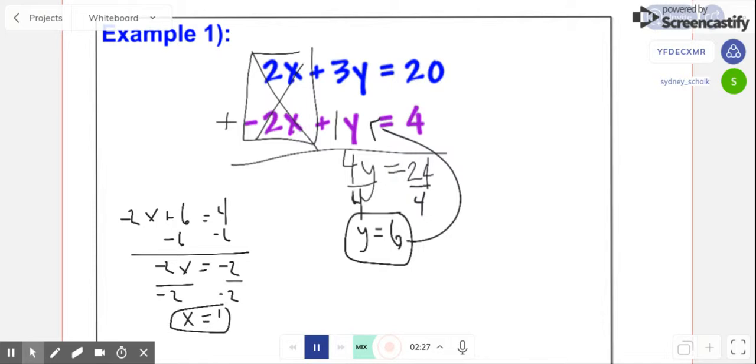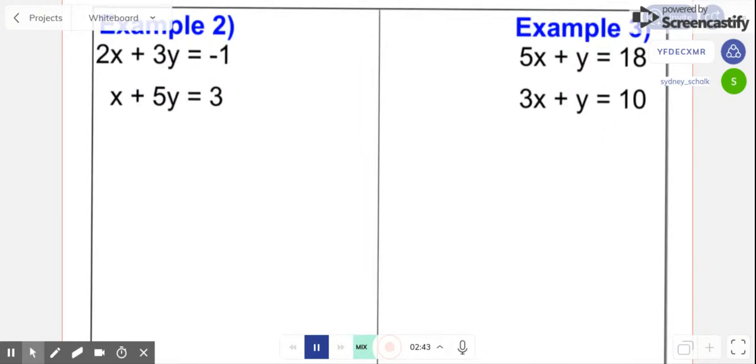So now I have both my x and my y, and I can finally write my solution as an ordered pair. So (1, 6). Now remember, the final step would be to check your answer. I'm not going to put this in the video for time's sake, but go ahead and do that yourself.